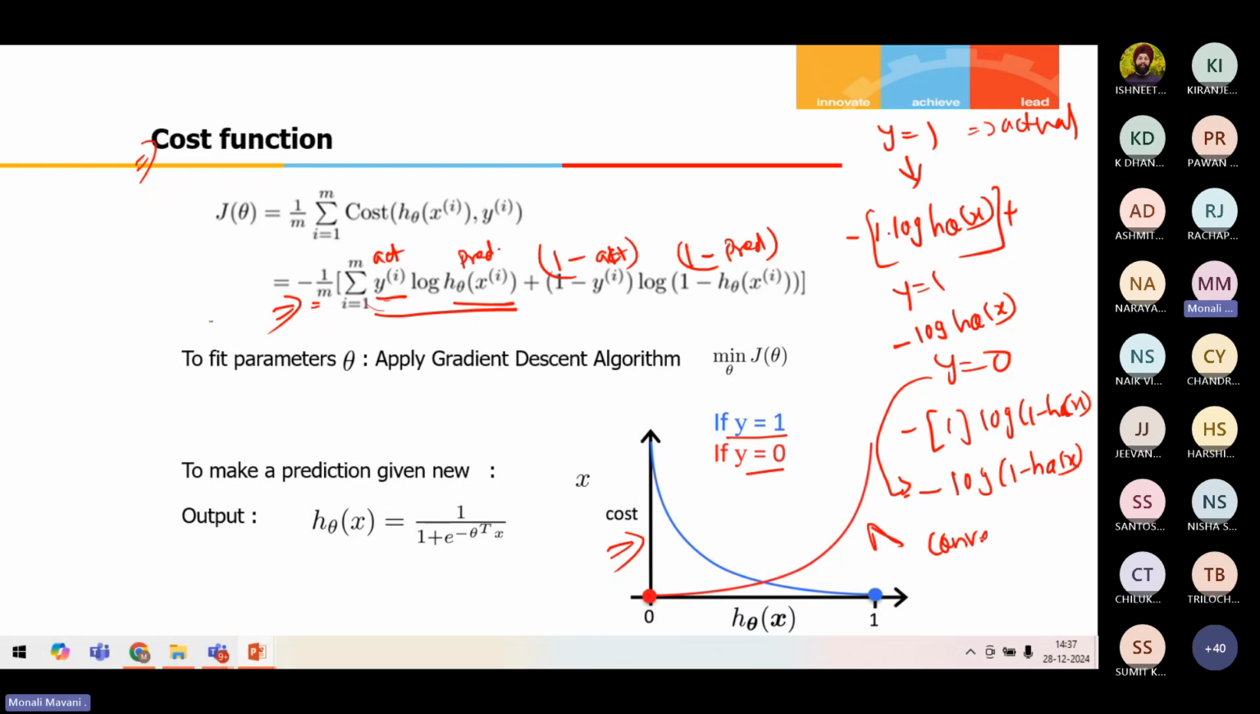So when it is a convex cost function, how can we learn these parameters? In linear regression, was the cost function convex? Yes. Gradient descent, correct. So here we have used a cross entropy cost function, which is convex in nature, so we can use a gradient descent algorithm to learn the parameters. So the concept is not changing.